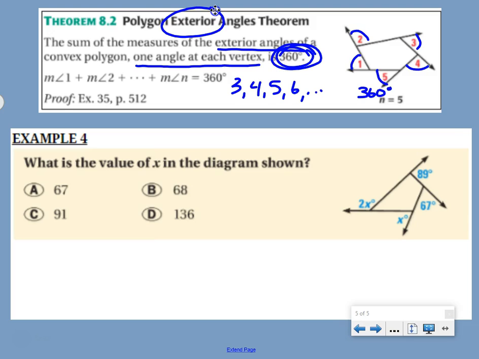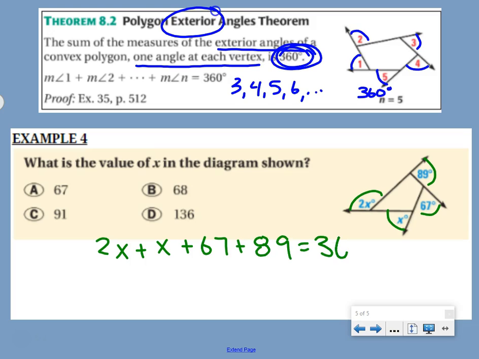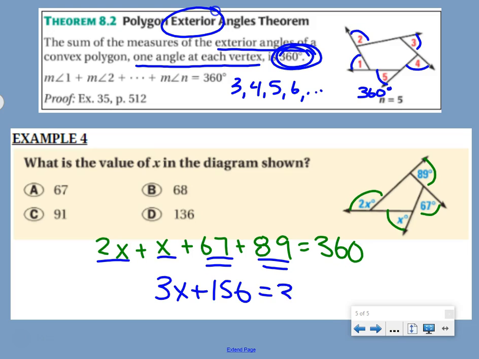So if we look at our example, what is the value of x in the diagram shown? We just want to sum up all of our exterior angles and set it equal to 360 degrees. And now we can solve for x. Add like terms. 2x plus x is 3x. 67 plus 89 is 156.